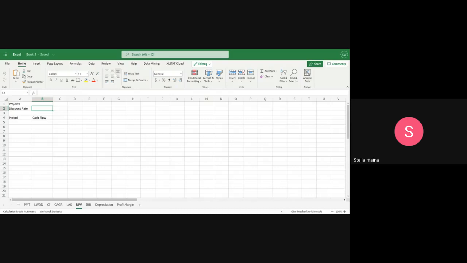So for example, Project X requires an initial investment of $100. We expect a profit of $0 at the end of the first period, a profit of $50 at the end of the second period, and a profit of $150 at the end of the third period. So this is just a way to gauge your investment.